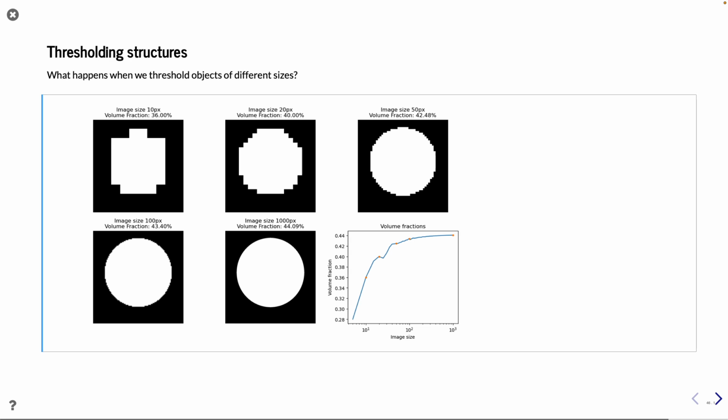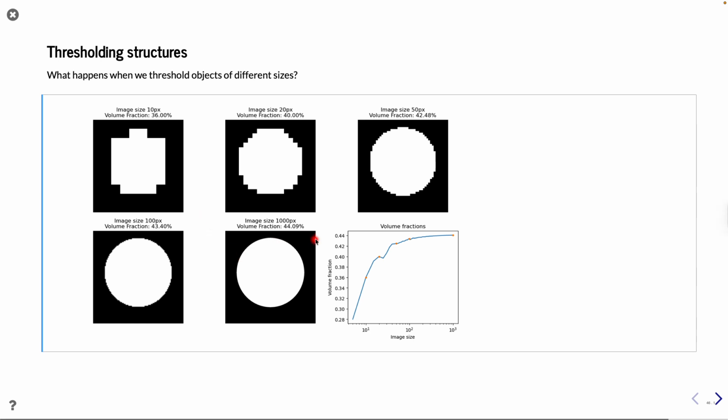If you look at thresholding a structure with different image sizes, here I looked at image sizes of 10 pixels, 20, 50, 100, and 1,000 pixels, and you can see that this circle doesn't really look like a circle with 10 pixels. With 20, well, kind of a circle. At 50, it starts looking like a circle. And if you measure the volume fraction for a circle with this small image, the volume fraction is 36%, because we lose a lot of pixels or a lot of details of the circle.